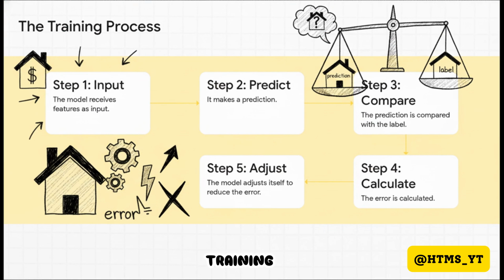So how does this training actually work? It's basically a loop. It goes like this. First, the model looks at a house's features and makes a guess, a prediction about its price. Then it compares its guess to the real price, the label. It sees how wrong it was, and then, and this is the most important part, it adjusts itself. It tweaks its internal math to try and make a better guess next time.